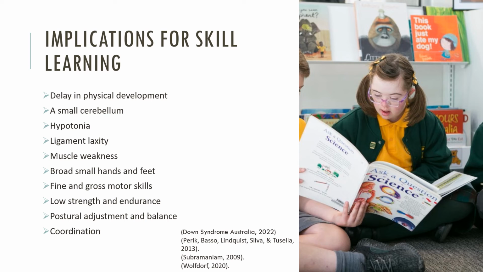The main identified factors which implicate skill learning and execution for individuals with Down syndrome include a delay in physical development, a small cerebellum, hypertonia, ligament laxity, muscle weakness, and broad and small hands and feet. These factors all implicate learning and teaching as they result in impairments in functional performance, including fine and gross motor skills, strength, endurance, postural adjustments and balance, sensory systems, and coordination. These implications cause challenges within motor functions as a delayed sensory system slows down simple tasks such as sitting, crawling, walking, writing, and catching a ball.